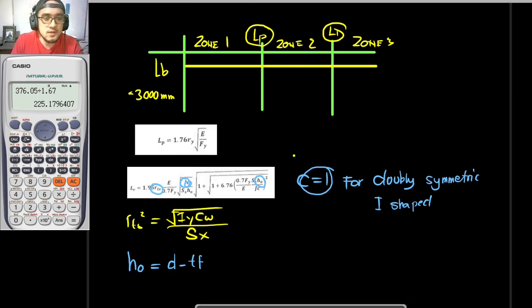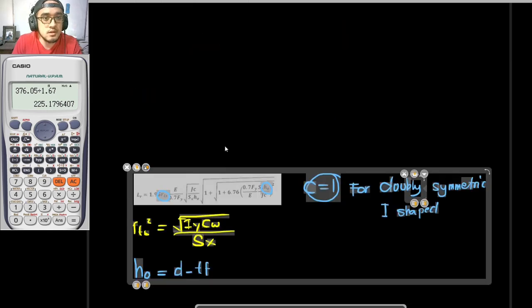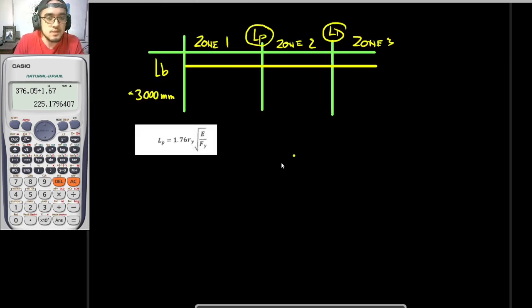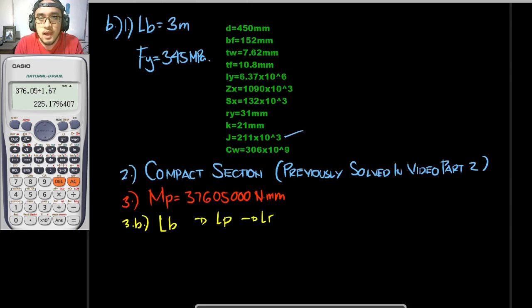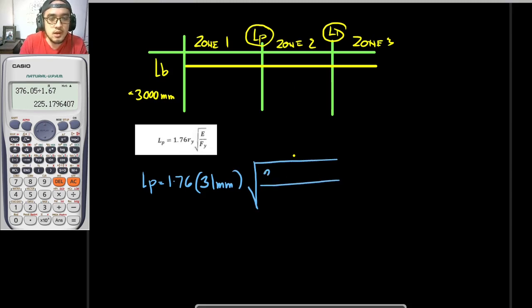So first things first, let's solve for LP first. I would just be moving this to the next page so that we would have space here. For LP, direct substitution: LP is equal to 1.76 times the radius of gyration about the y-axis. Our RY would be 31 mm, so 31 mm times the square root of E over Fy, and our modulus of elasticity once again would be equal to 200,000.